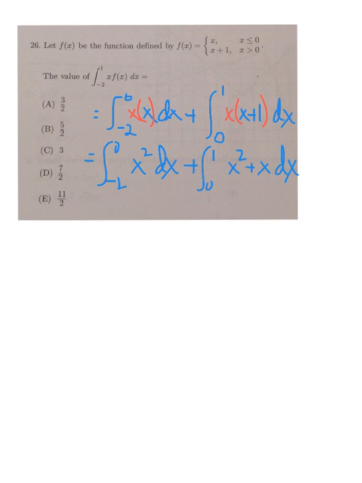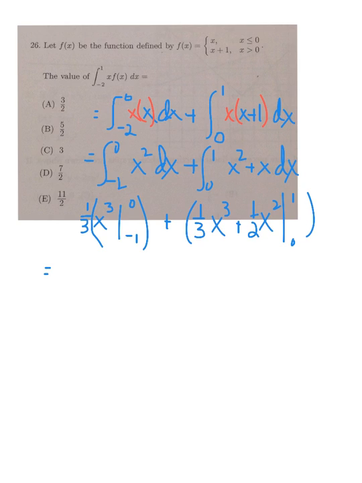I don't know if I said what the answer was. I think I did, but the answer is D, as in dog. All right, so I have 1/3 x cubed, and we're going to evaluate this from -1 to 0. We'll deal with that in a minute. Plus, then I'm going to have 1/3 x cubed again, and this is going to be plus 1/2 x squared, right? And we are going to evaluate that from 0 to 1.